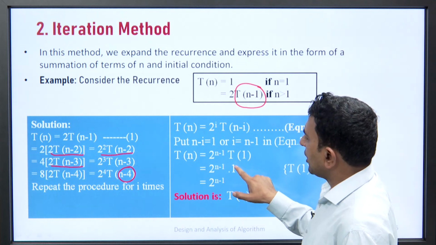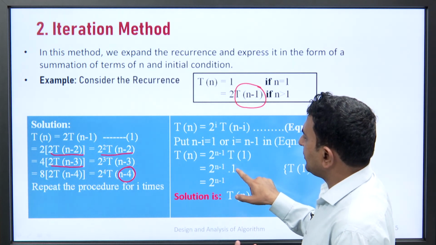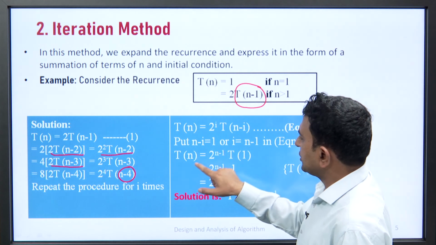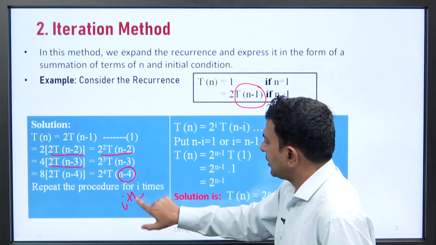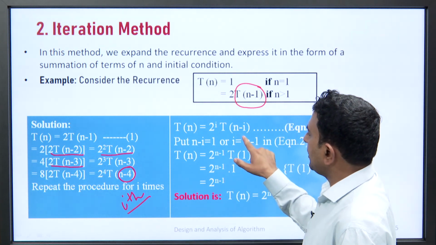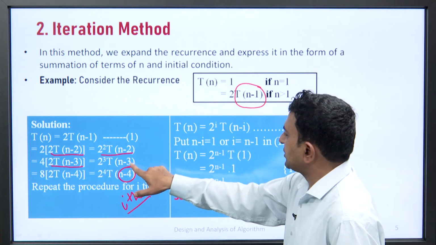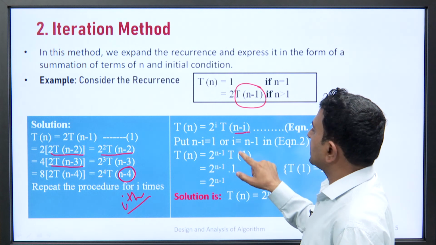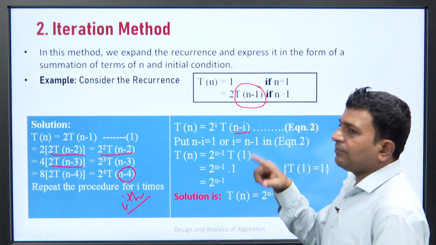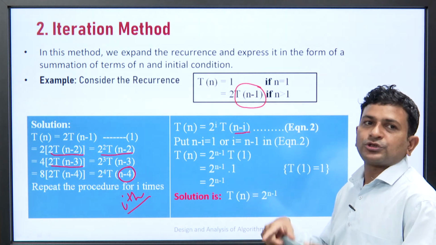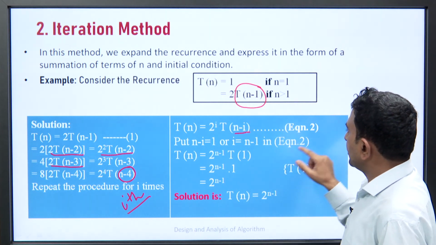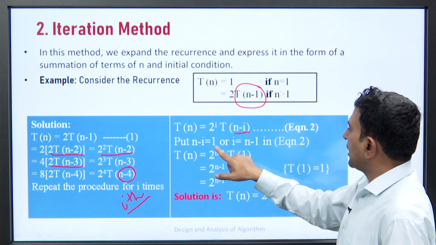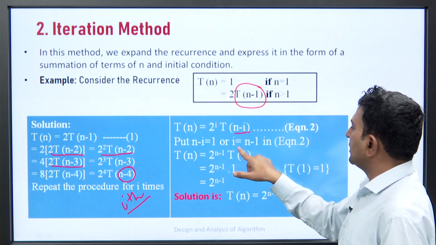Now, how would it become 1? If we take the ith term, then definitely in place of n-3, n-4, it will have n-i. If n-i becomes 1, then we have to stop there, because T(1) is given in our equation. So, if n-i is equal to 1, in other words we can write that i is equal to n-1.